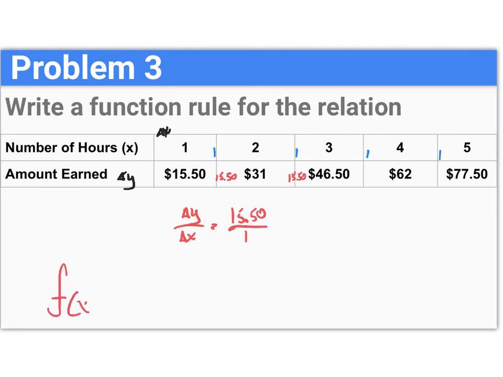So now let's write a function rule. f of x, a function of the variable x, equals the rate of change, which is 1550, because any number divided by 1 is the same number, times x. So when you write a function rule, the variable must be with the function. And that's how you write a function rule. So this ends our first lesson on dealing with relations and functions.